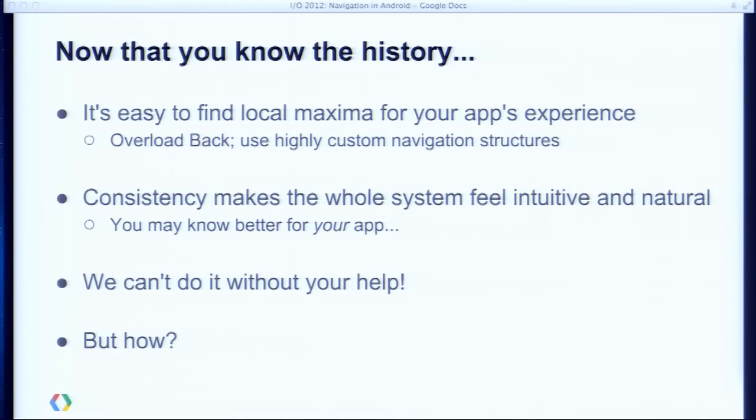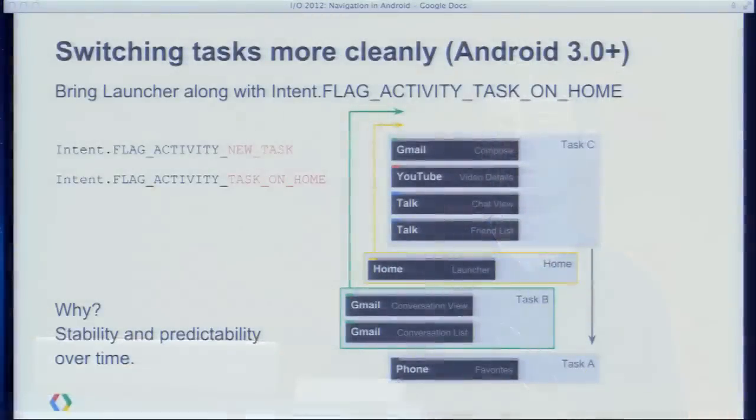Well, back is really easy. We just leave it alone. Let it go ahead and unwind fragment transactions or finish activities just as it does by default, and let it move to the previous activity in the task, so on and so forth. But what about this up thing? So we talked before about how up can switch tasks. When you deliberately task switch, here's how you bring Launcher along for the ride the way that Recents does.